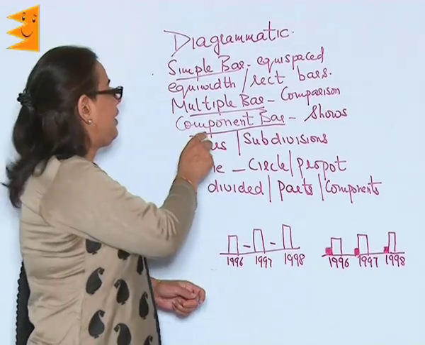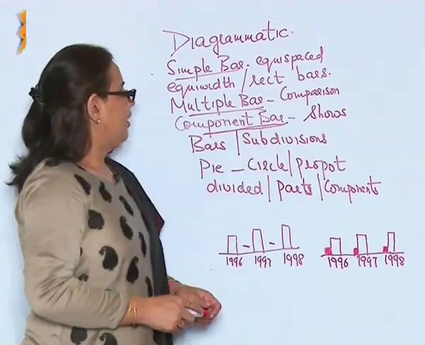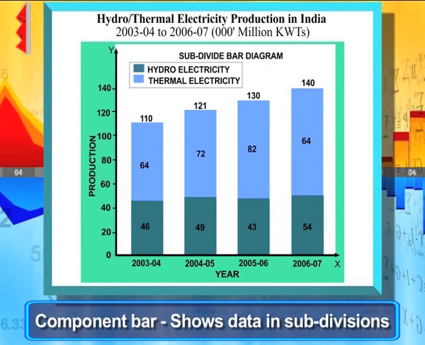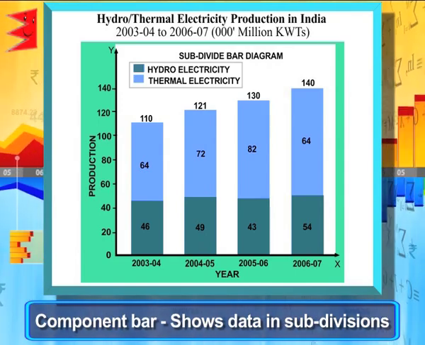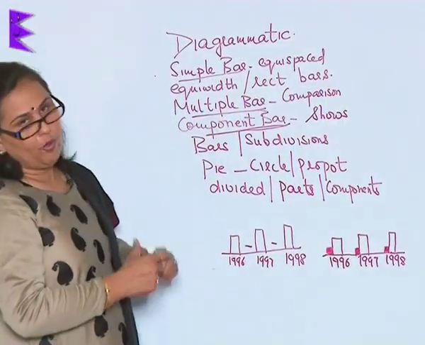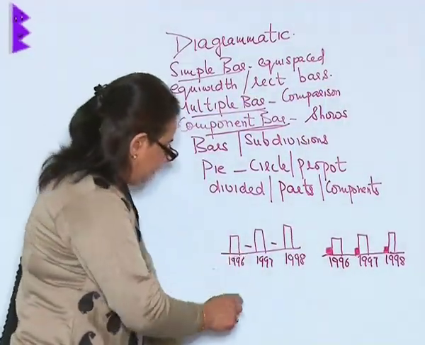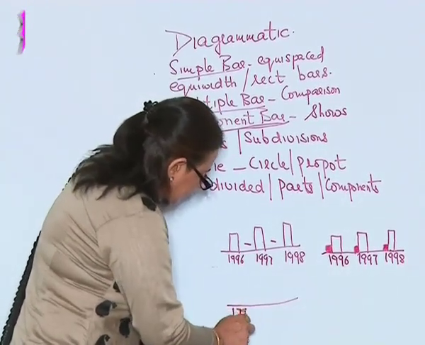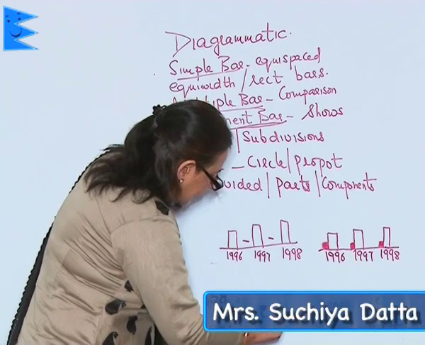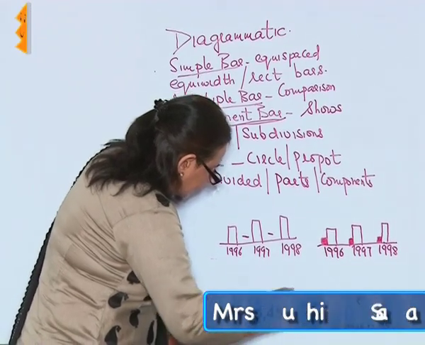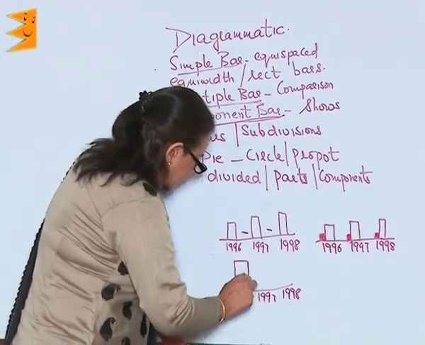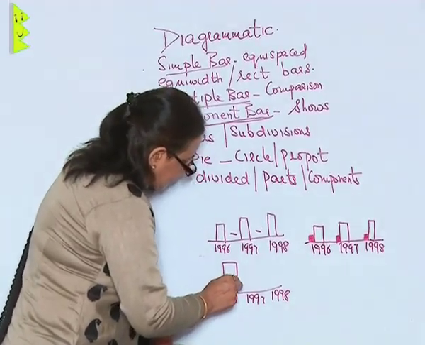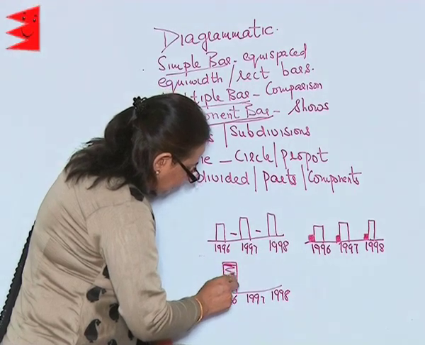Next is the component bar. Now, this component bar shows the bar in subdivisions. For example, the same data, I am going to present it in a component bar. Component bar will be 1996, 1997, 1998. This is the number of students who have passed, 80. Those who have failed, 20.